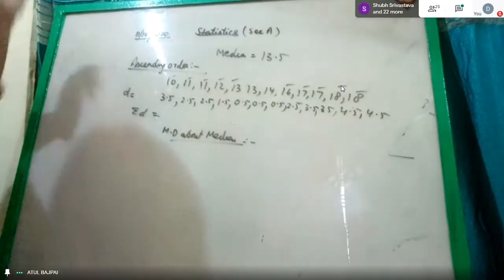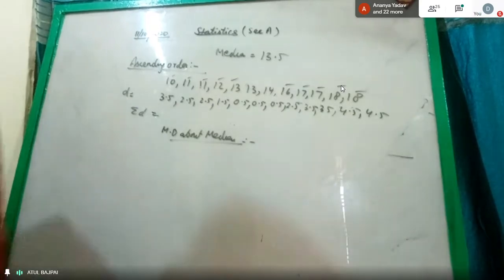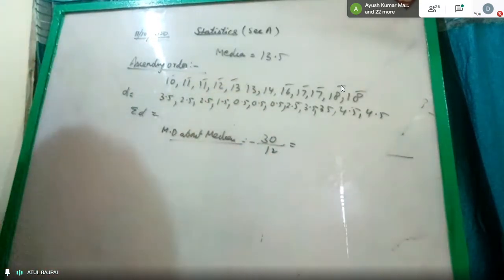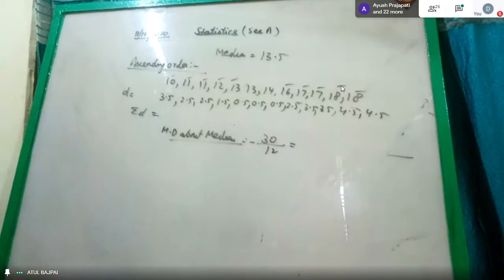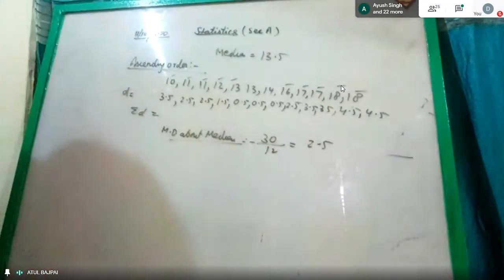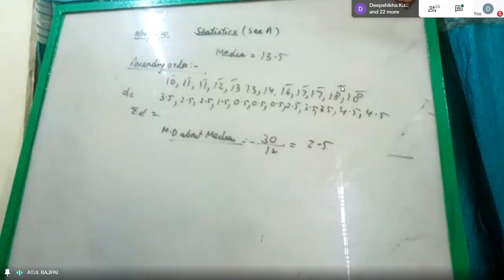Sigma D is 30. So 30 upon 12. The final answer is coming 2.5. So this is the mean deviation about median. Clear, everyone? Let us take one more question.